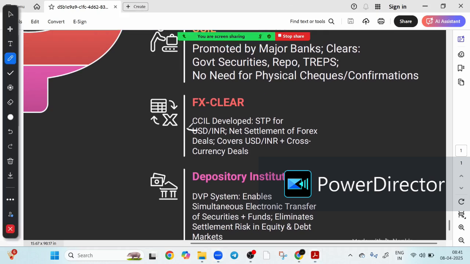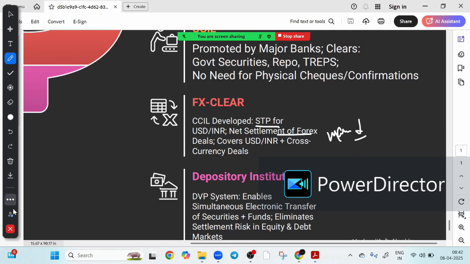It is a platform developed by CCIL, and it facilitates STP. What is STP? Straight Through Processing. Remember the full form, straight through processing, right? STP of forex trade is facilitated by FX Clear, and this reduces manual errors, improves speed and ensures that forex trading is settled with absolute certainty.